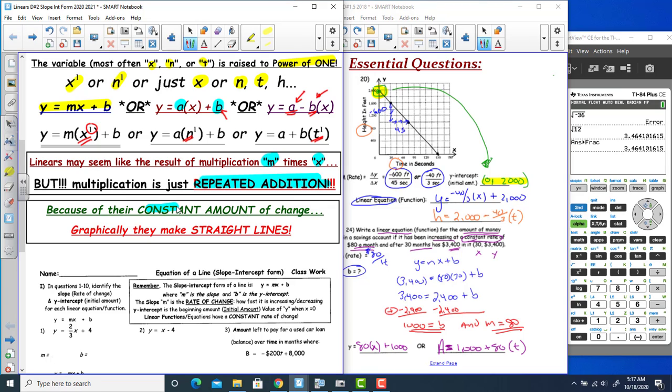Because of their constant amount of change, because they're going to be constantly going up by the same amount over and over again, they're going to graph as straight lines. They're going to appear as straight lines.